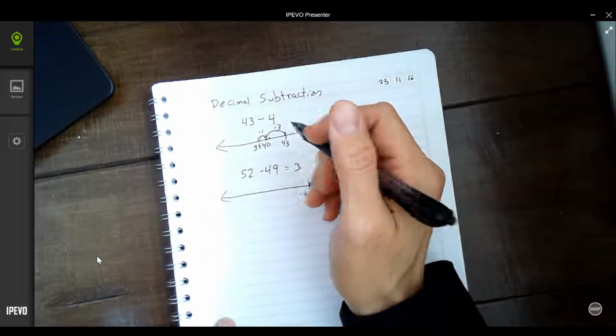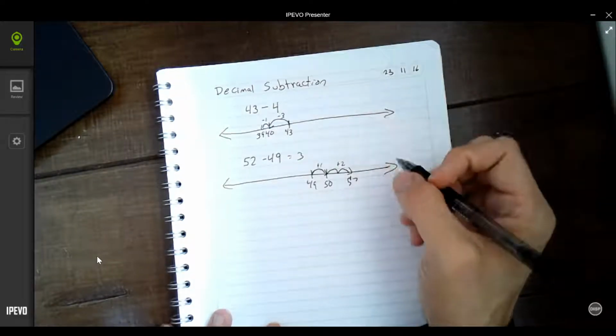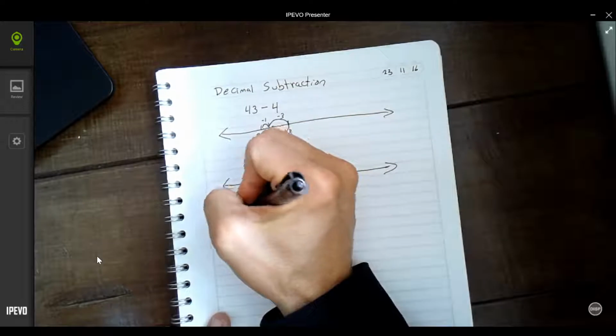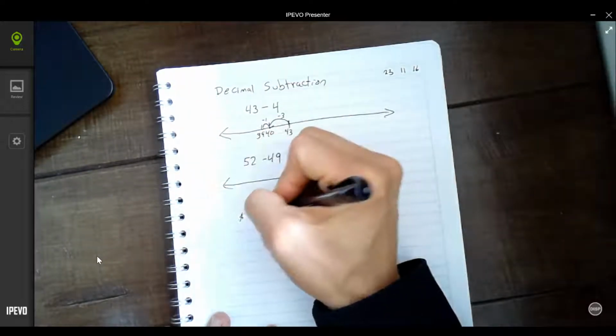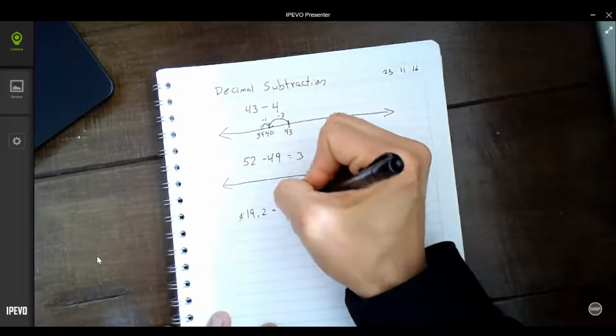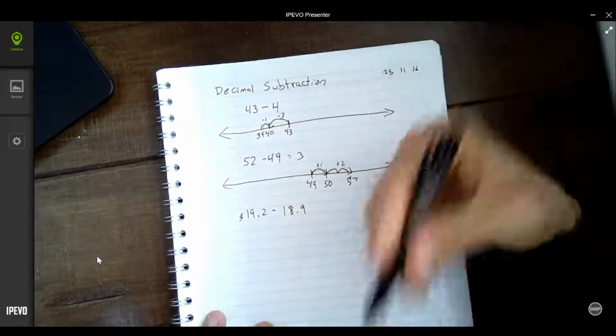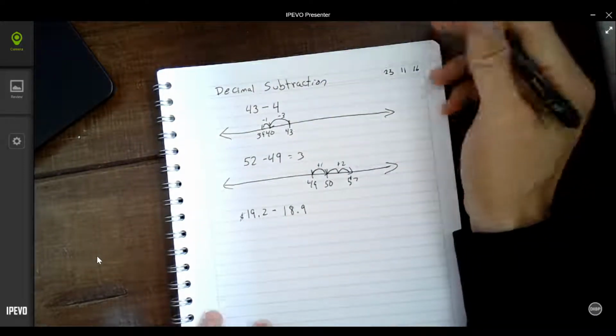And now we're going to look at some decimals. So if you want to think of these in terms of money, that might help you out. But we could say $19.20, or 19 and 2 tenths, minus $18.90, or 18 and 9 tenths. So again, choose one of the strategies, try and get to the answer, drawing it out.